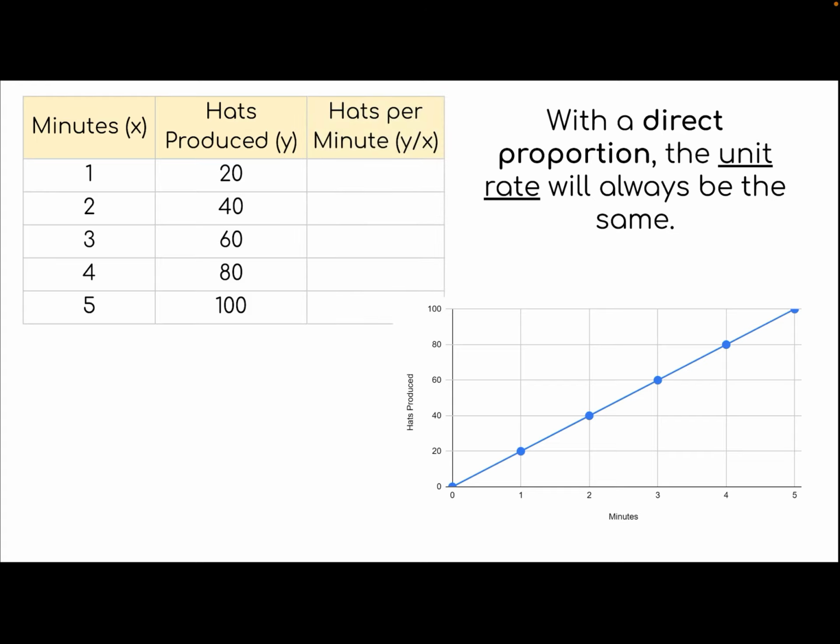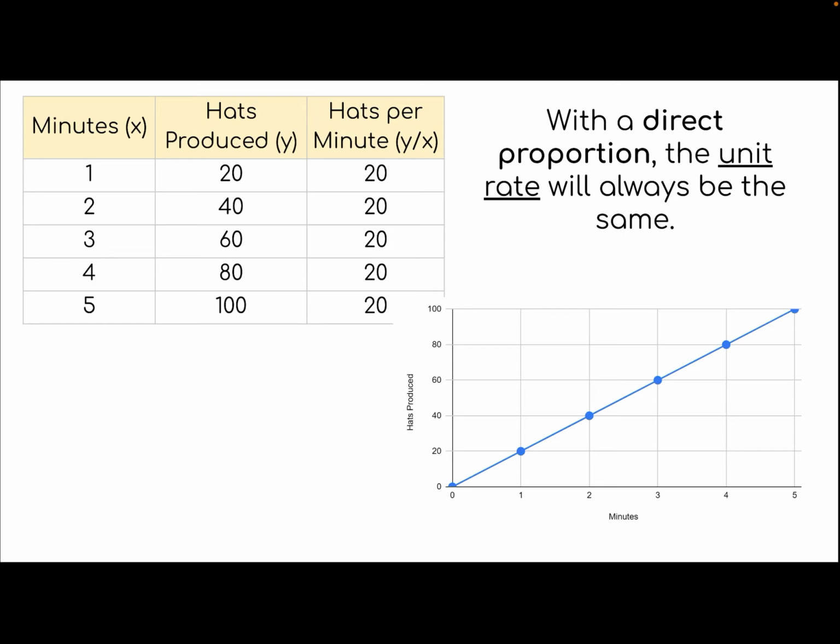So let's calculate out our hats per minute. We can take 20 divided by 1 and get 20. 40 divided by 2 and get 20. 60 hats produced in 3 minutes, 60 divided by 3 is also 20. 80 hats produced in 4 minutes is still 20 hats per minute. And 100 divided by 5 is still 20 hats per minute.